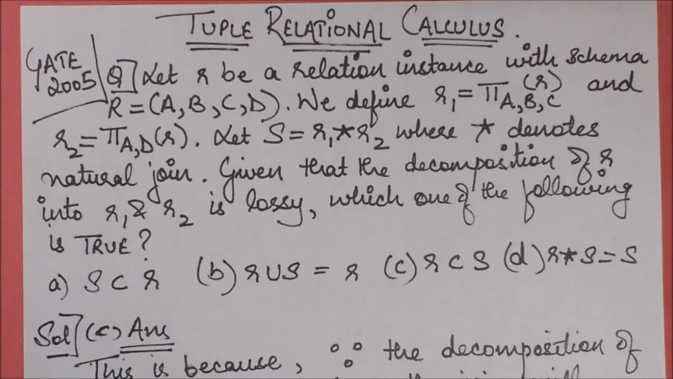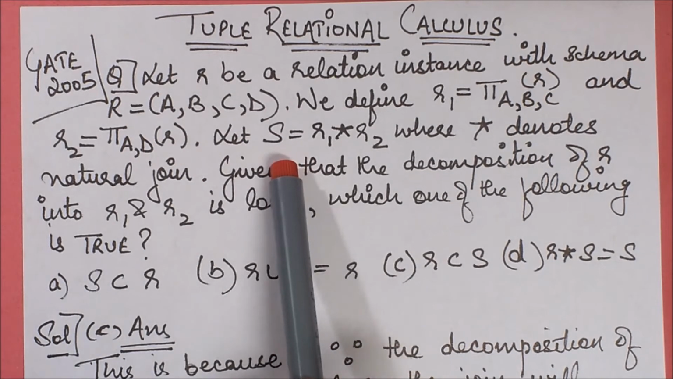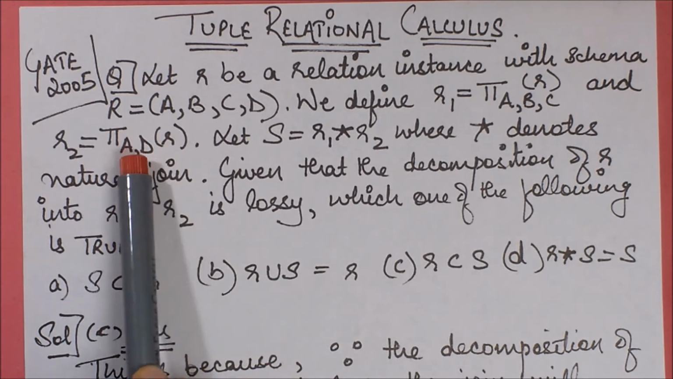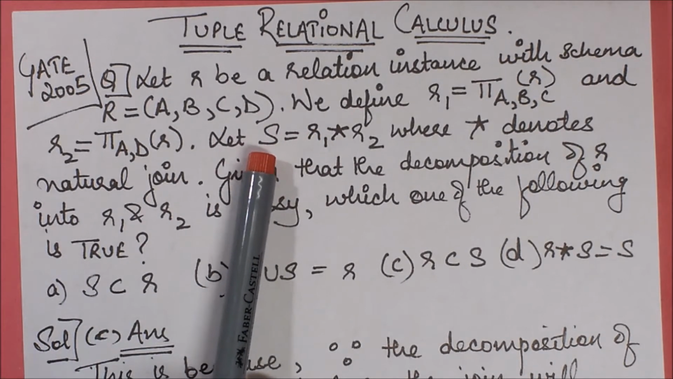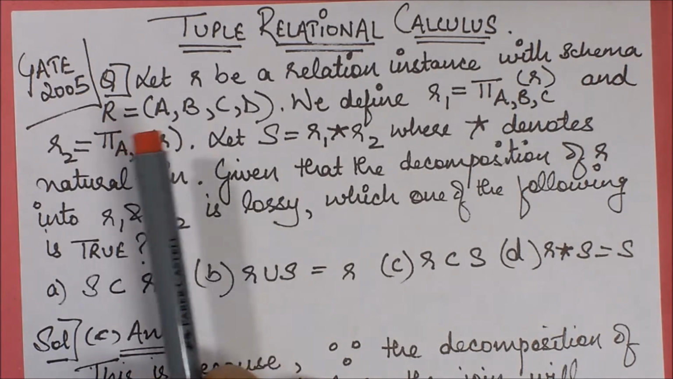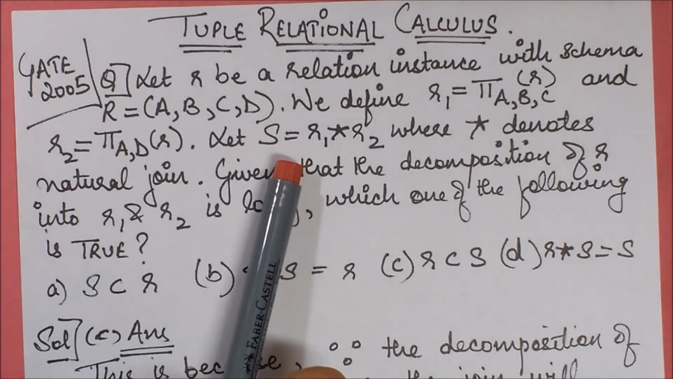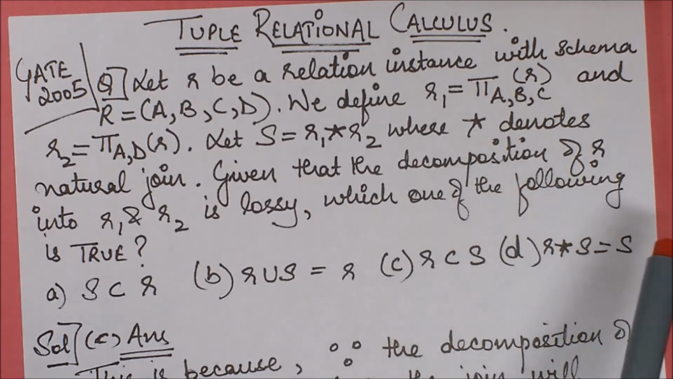So what they ask here is, if I compare this R with S, which is the natural join over these decomposed tables, what will be the relationship? Now this is very simple: S will contain some extra tuples. That means R will be a subset of S. And what kind of subset? It will always be a proper subset, because S will contain at least one extra tuple, since it is given that this is a lossy decomposition.